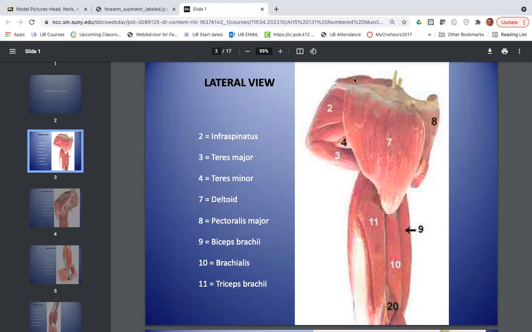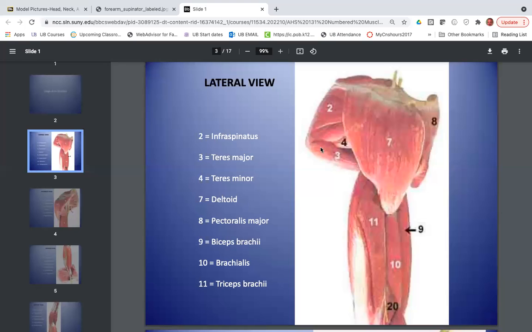Right up here on the top, there's no number, but that would be the supraspinatus. Number 2, infraspinatus. And infraspinatus is this, and this, right? All of this is infraspinatus. Number 4 is teres minor. So you have S, I, T: supraspinatus, infraspinatus, teres minor. Those are 3 of the 4 rotator cuff muscles. Those 3 have a common insertion site, and that common insertion site is on the greater tubercle of the humerus.